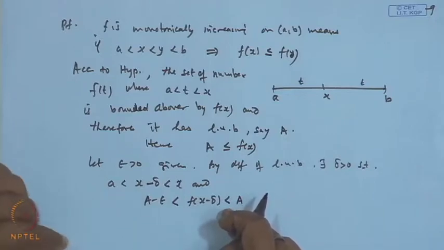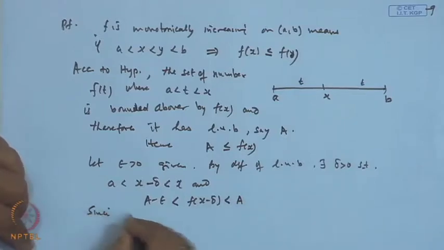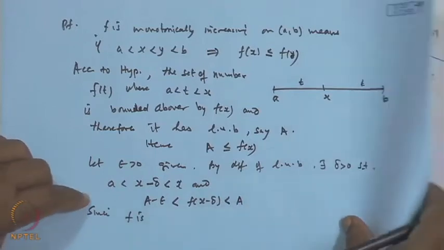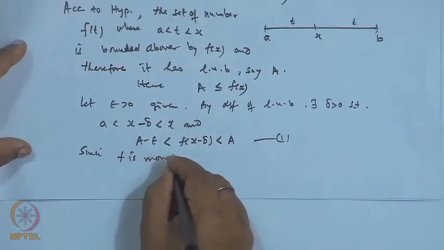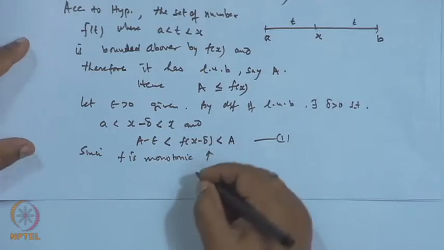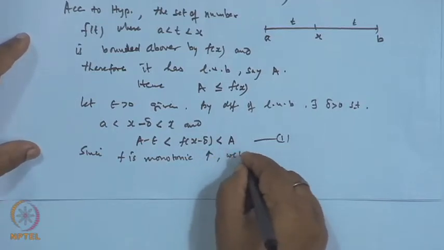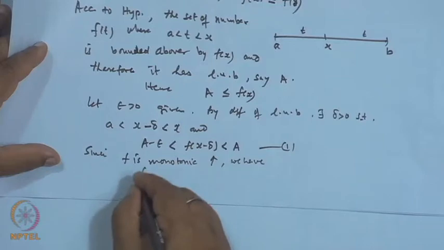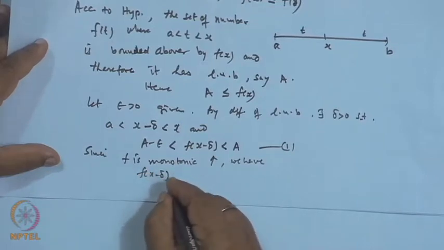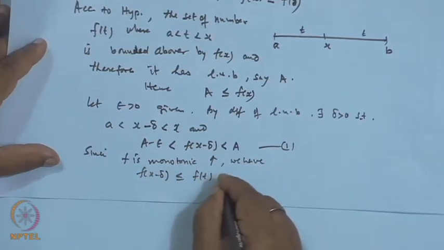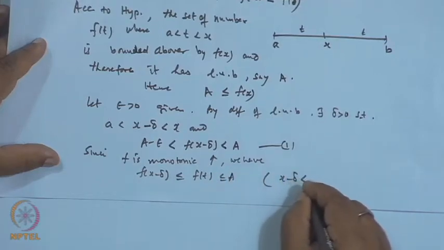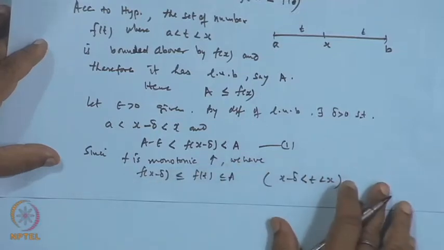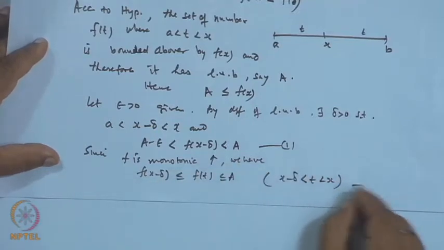Okay. Now, further, since f is a monotonically increasing function, let it be equation 1. Since f is monotonic increasing, we have that f of x minus delta is less than or equal to f of t is less than or equal to a, whenever x minus delta is less than t less than x. This is by definition of monotonic. Let it be equation 2.